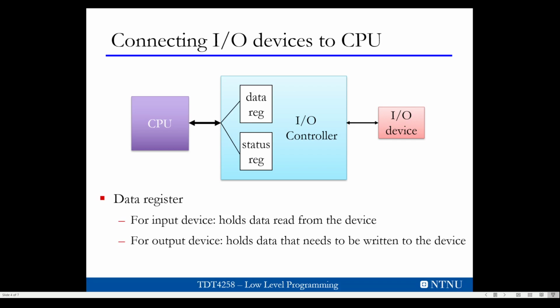The data register holds the data that CPU will read from the I/O device for input devices, and for output devices it holds the data that will be written to the device by the CPU. The status register holds the status of the I/O operation, the read-write operation. Has the operation already been finished, or is it still waiting because the I/O device cannot support such a high bit rate which the CPU can support?